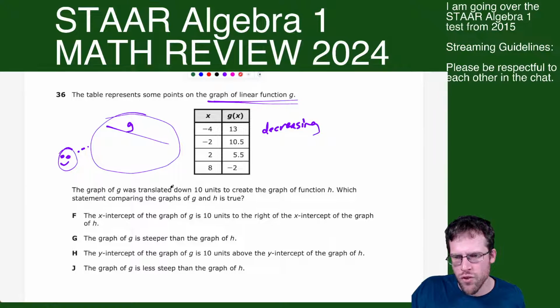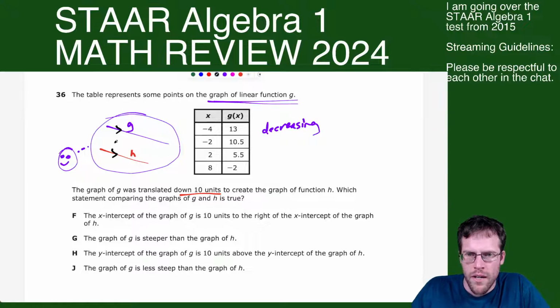The graph of g was translated down 10 units. Okay, so let me just draw this nice. So down 10 units, I'm just imagining like this to create the graph of h. Now, if you just slide the line down, the two lines here are going to be parallel. So just remember that.